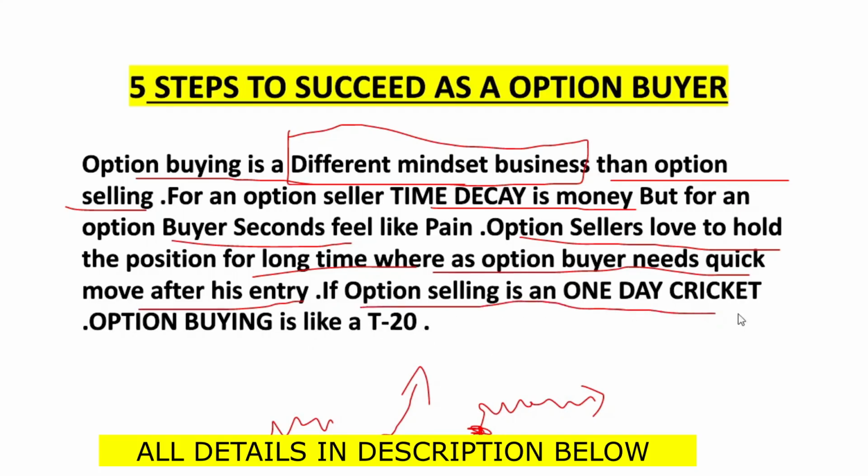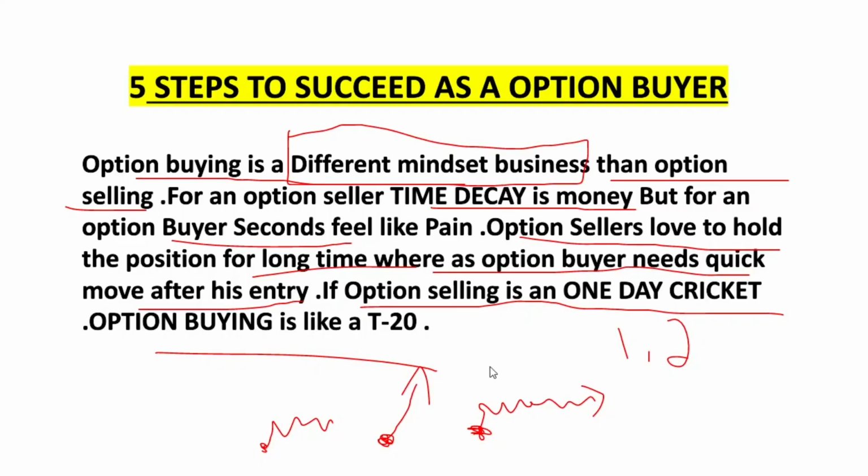If option selling is one-day cricket, option buying is like a T20. What happens in cricket? In one-day cricket, you can take singles and doubles and still score a wonderful amount by the end of 50 overs. In T20, you compulsorily have to hit sixes and fours, then only will you achieve that big score in the match. That is like option buying.